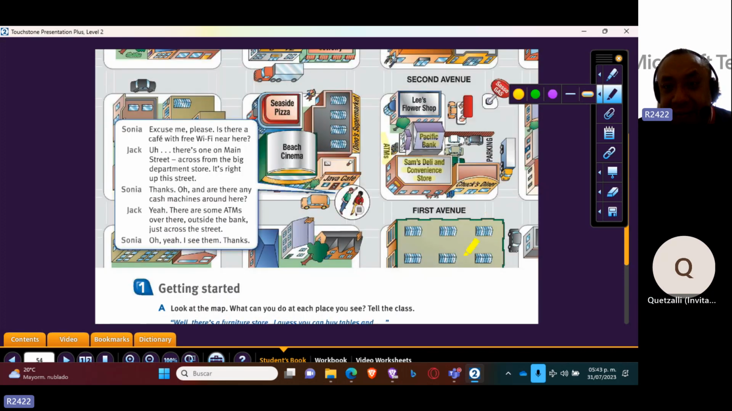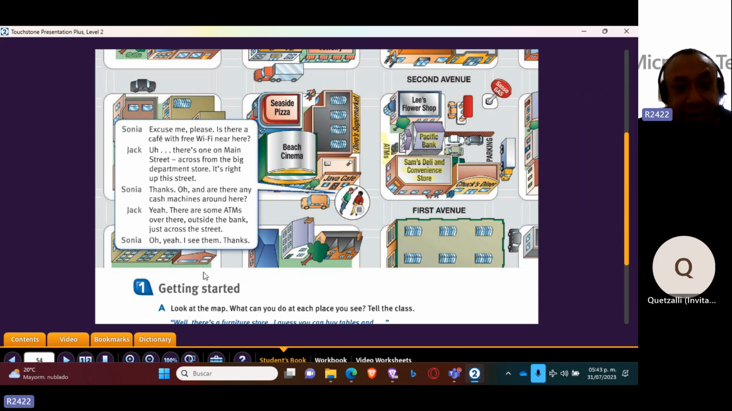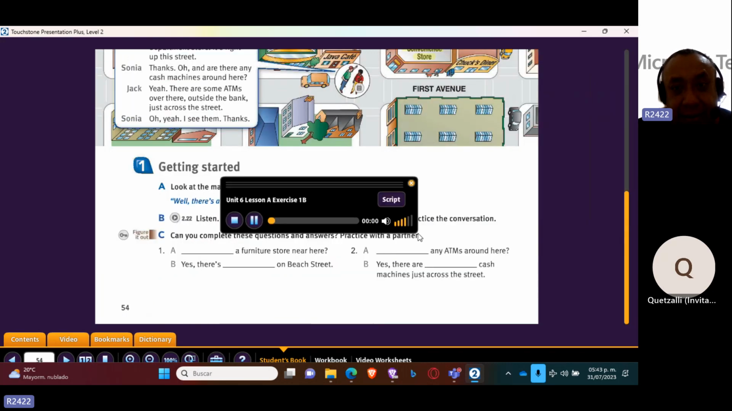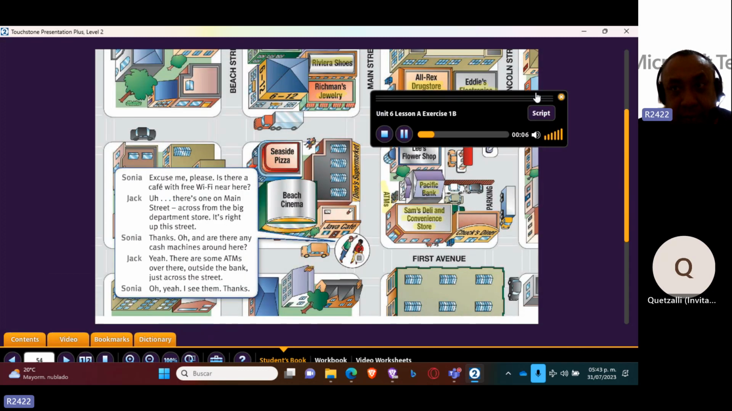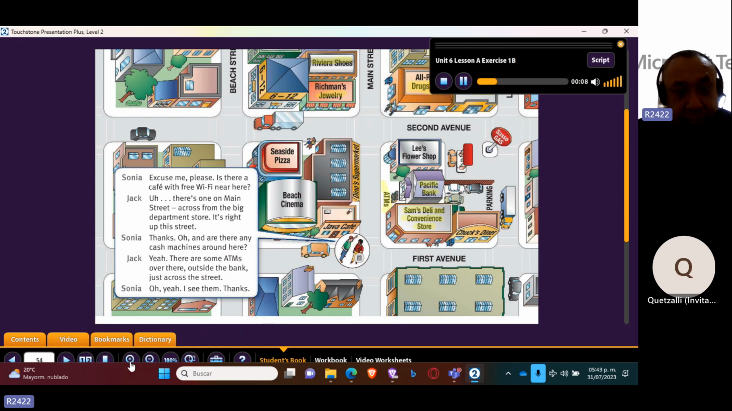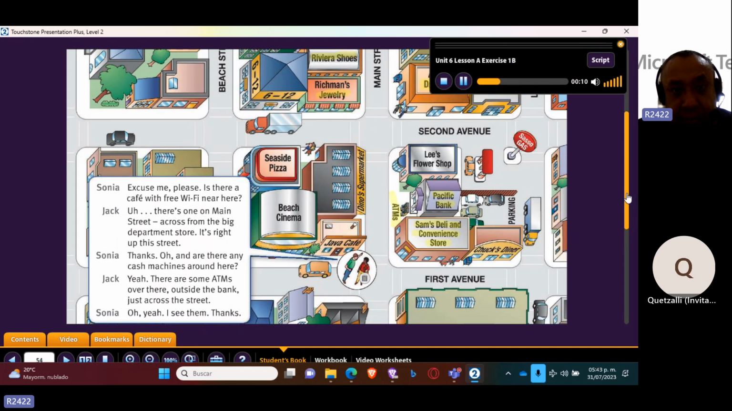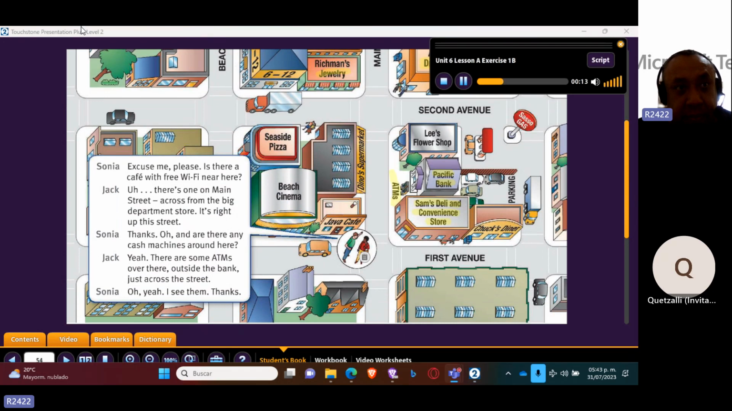Okay, so let's listen to the conversation, okay? Very good. Page 54, Unit 6, Around Town. Lesson A, Finding Places. 1. Getting started. B. Listen. Sonia is asking Jack for help. What is she looking for? Practice the conversation.